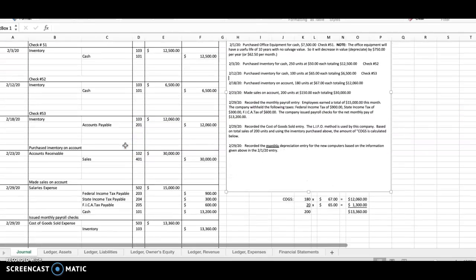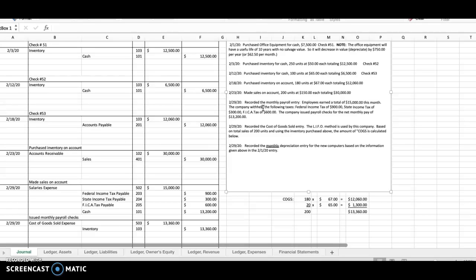Then we had one sale. We'll make it very simple here. Just one sale this month. On the 23rd, we have sales totaling $30,000, and customers charged it, and we debit accounts receivable. So on the 23rd, we made sales on account, 200 units at $150 each, totaling the $30,000. So that will be important, as we will see at the end of the accounting period.